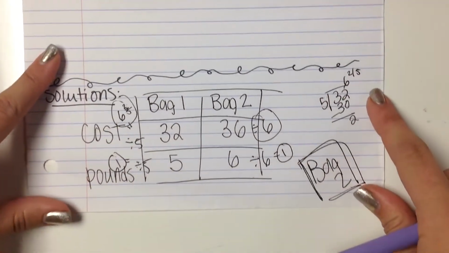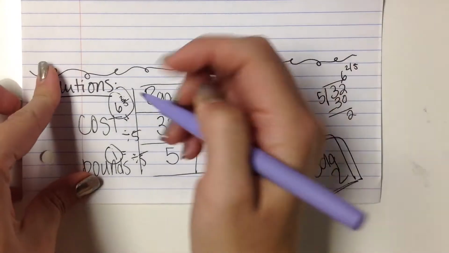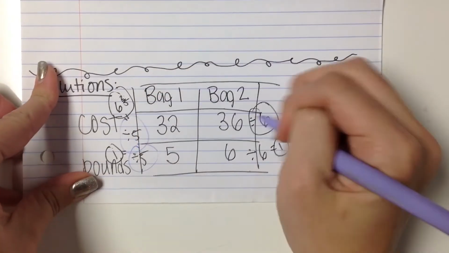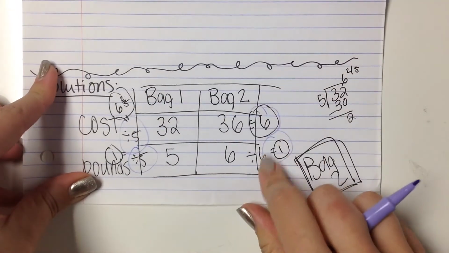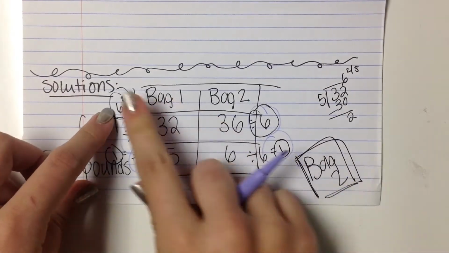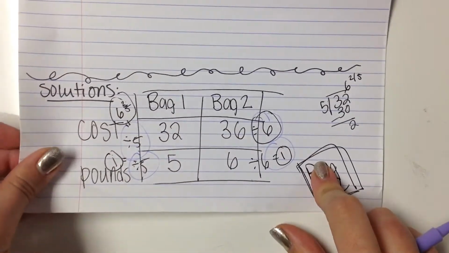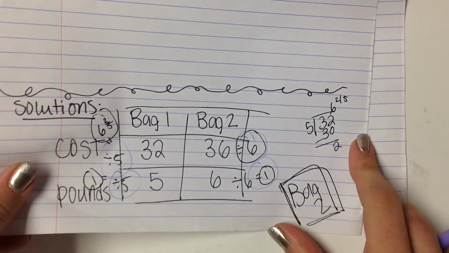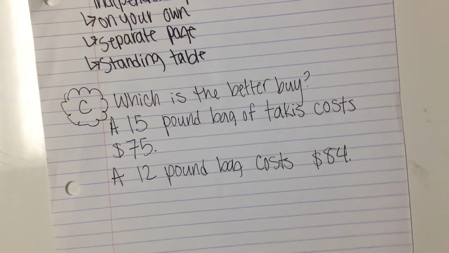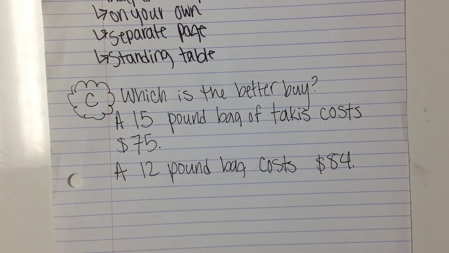And here's your solution. Note what I divided by in the top and bottom. You get a fraction when you divide. Bag number 2. And your independent practice needs to be turned in as soon as you're done.